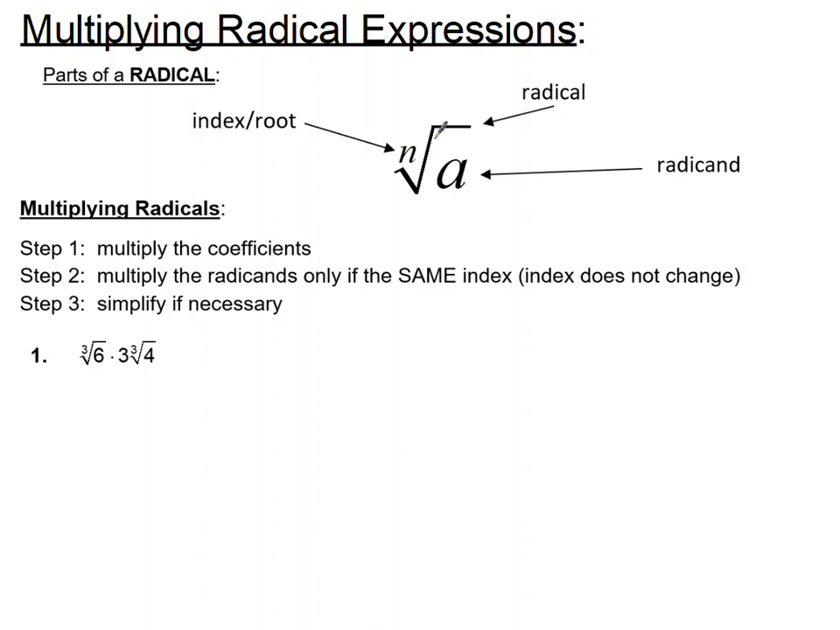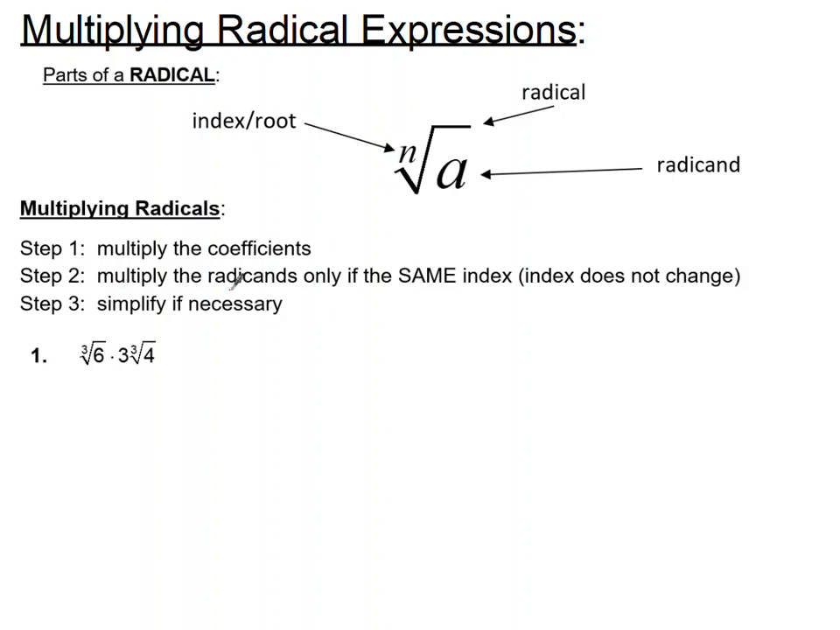We have a radical sign. We have the little number tucked up in here called our index, and we have the bigger number underneath the radical sign called our radicand. To multiply radicals, we will first multiply the coefficients. Coefficients are the numbers that are multiplied to the outside of our radical sign.